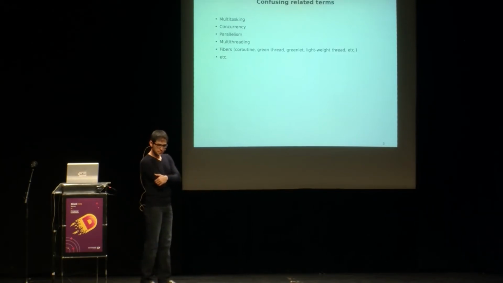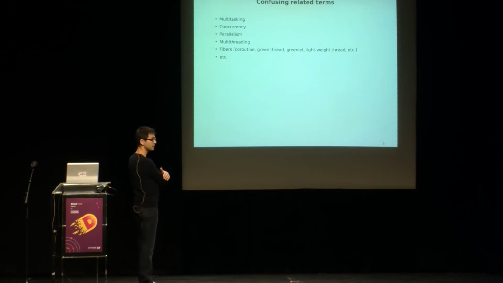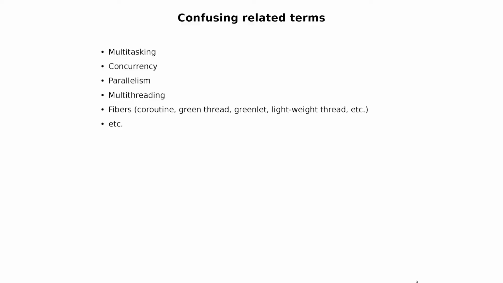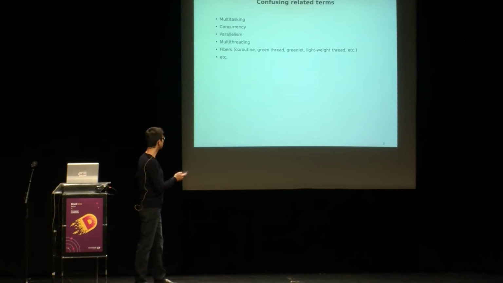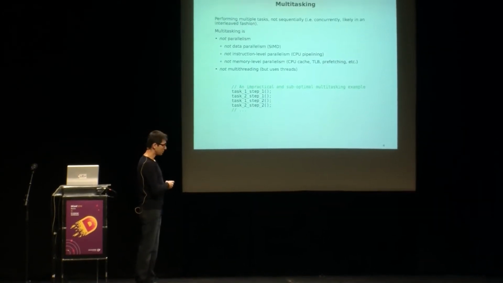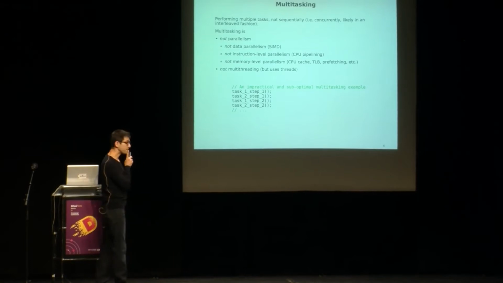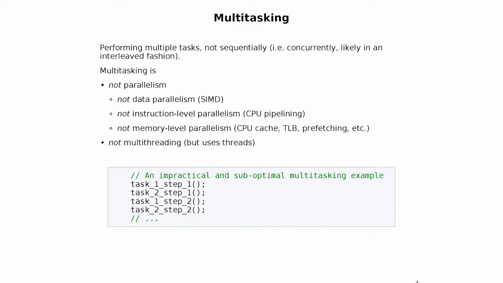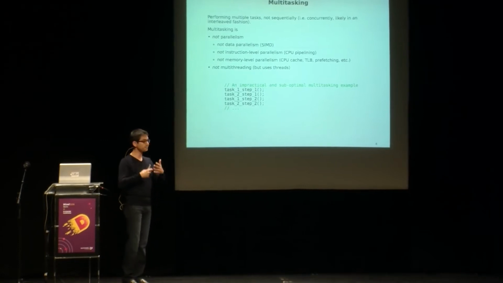And this whole topic is very confusing. There are so many terms close in meaning, or so many related terms. Multitasking, concurrency, parallelism, multithreading, fibers. Are they coroutines, green threads, greenlets, lightweight threads, or user threads? All that kind of terms. So multitasking is just performing multiple tasks, not sequentially, not one after the other, but at the same time, likely in an interleaved fashion.